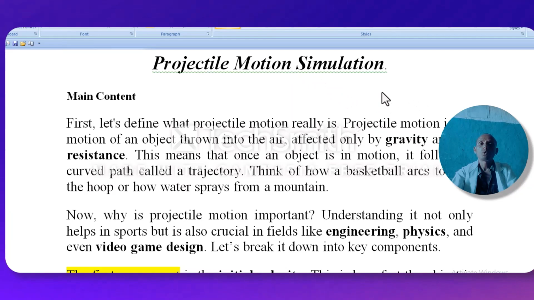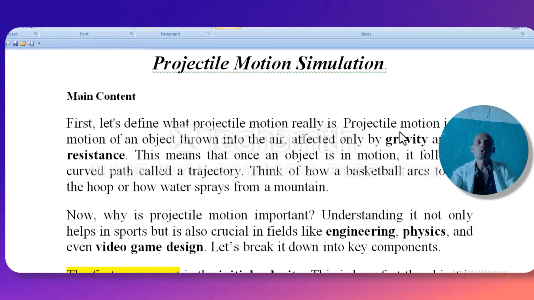When we come to the meaning of projectile motion using simulation or a physics lab, starting from the main idea, we define projectile motion as the motion of an object thrown in the air, affected by gravity and air resistance. So using this simulation, we can understand that once an object is in motion, it follows a curved path called a trajectory, like a basketball traveling toward the hoop.